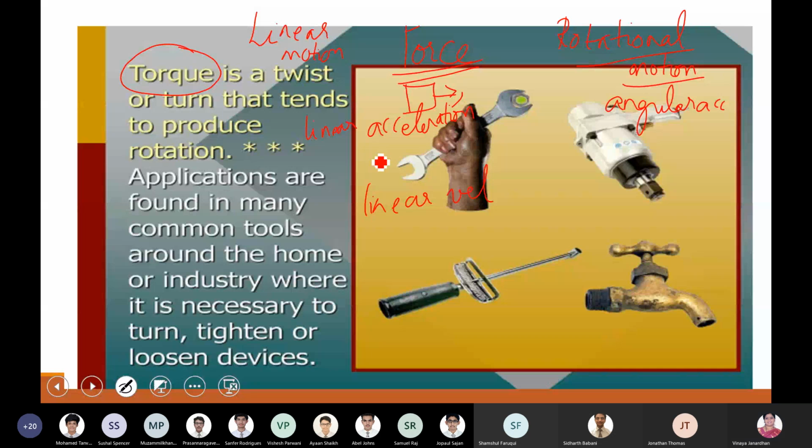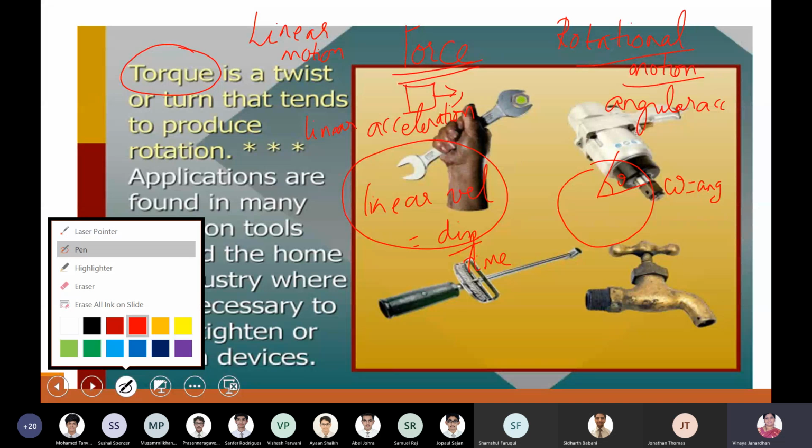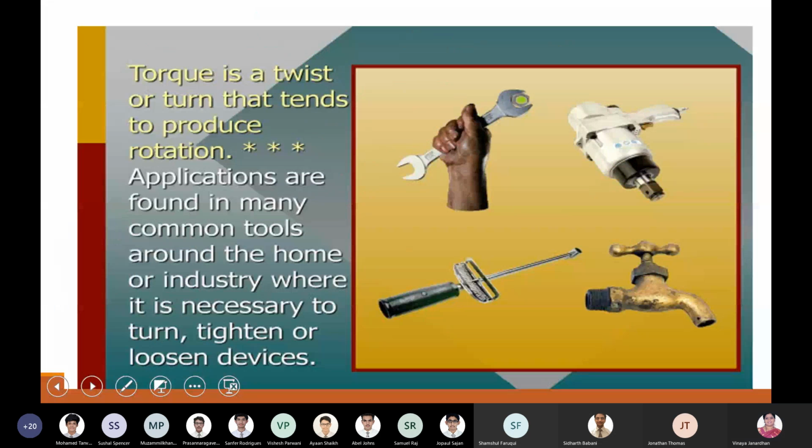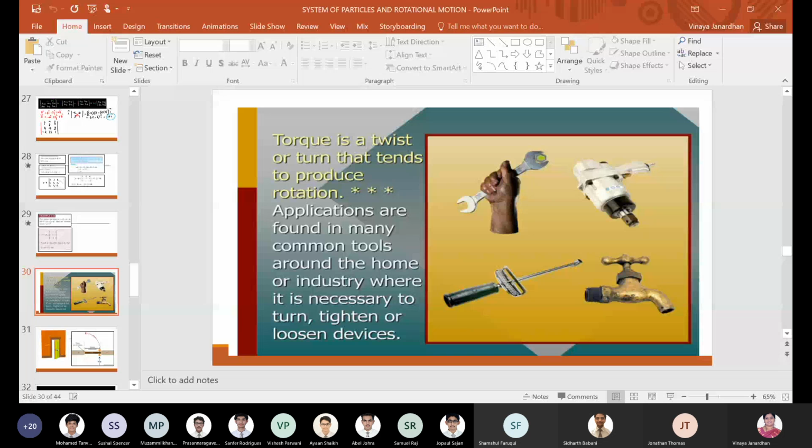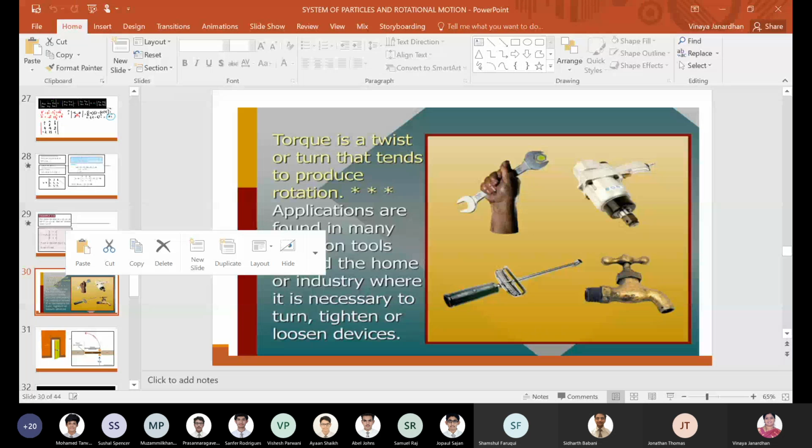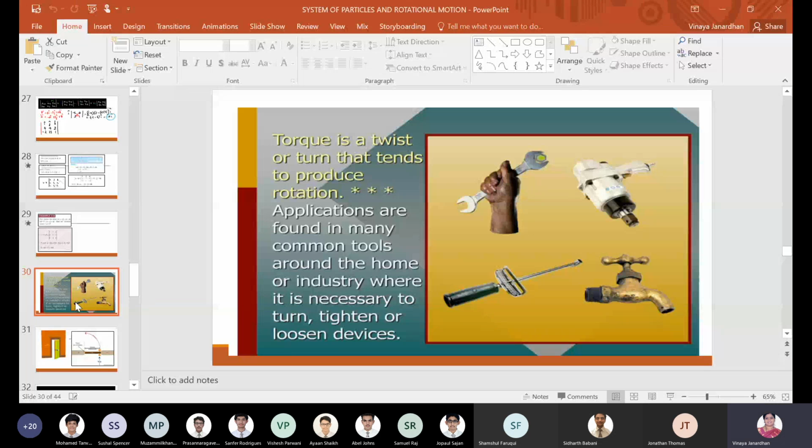Fine, boys. Linear velocity, you know what is linear velocity? It is displacement by time. Do you know when a body moves in a circular path, then what is linear velocity? Linear velocity is omega, that is nothing but angular displacement by time. Okay, boys, I think I need to have a separate slide, because now you have to be a little bit careful.